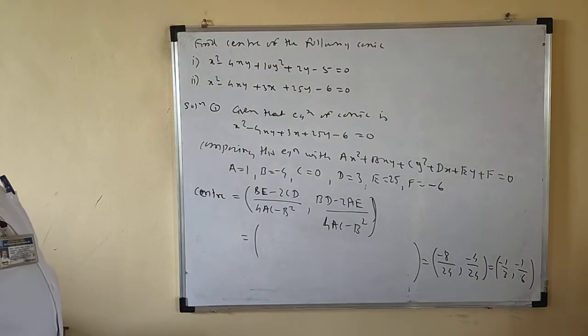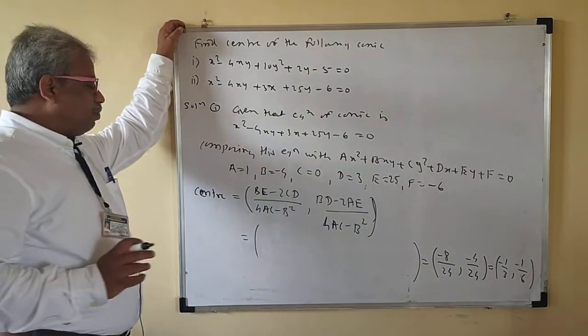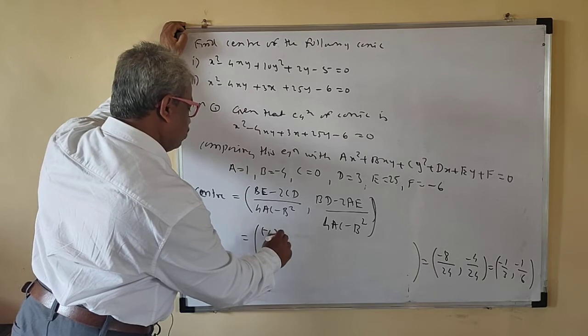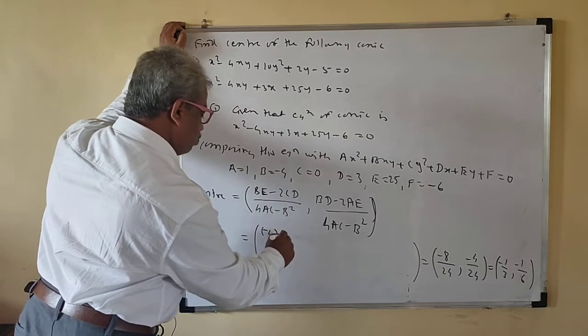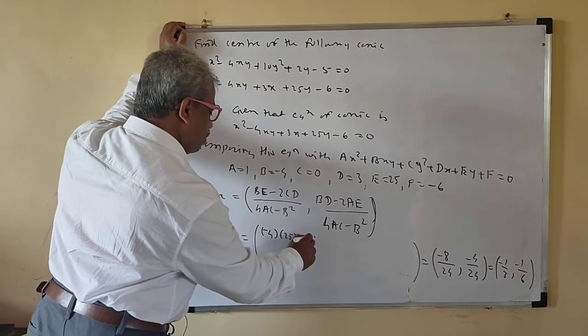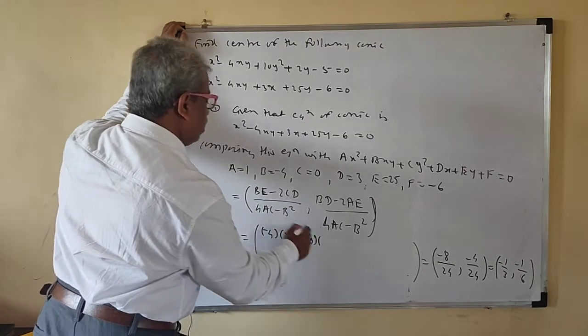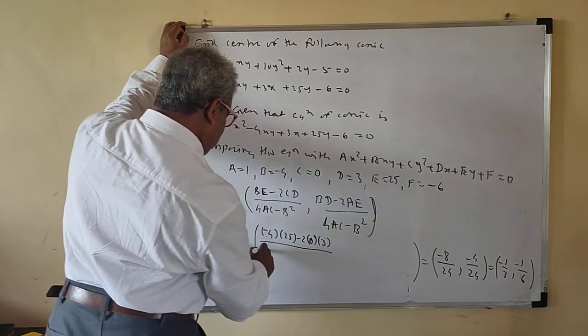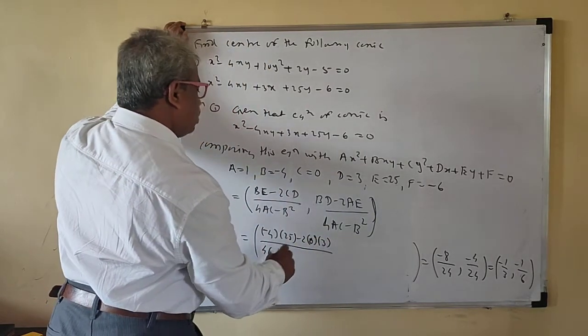So you should know the formula. Without the formula you cannot find the center. So your B is minus 4. Your E is 25. You have to put the correct values. So your C is 0. Okay, very nice. C is 0 here. So 3 upon 4, A is 1. Your C is 0.